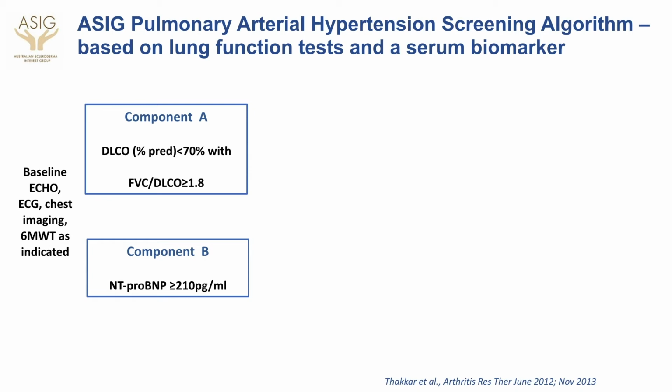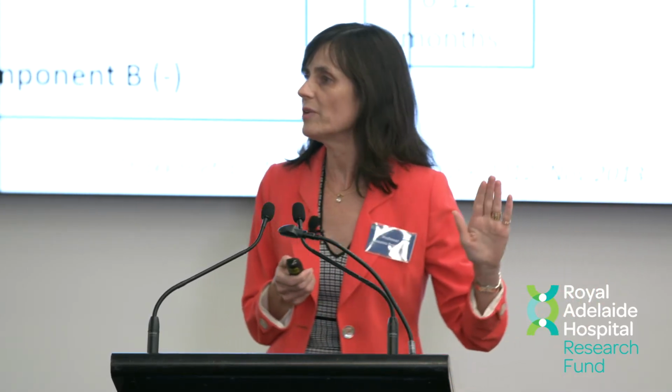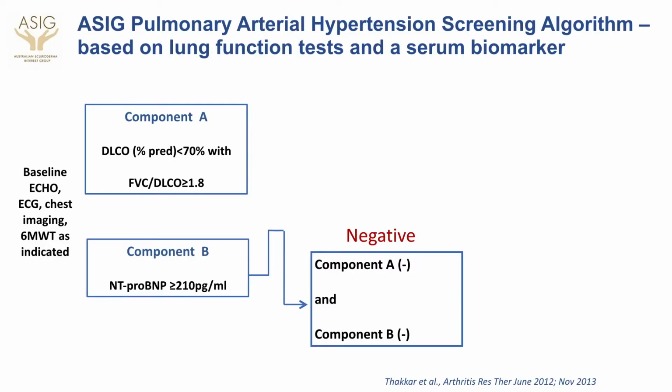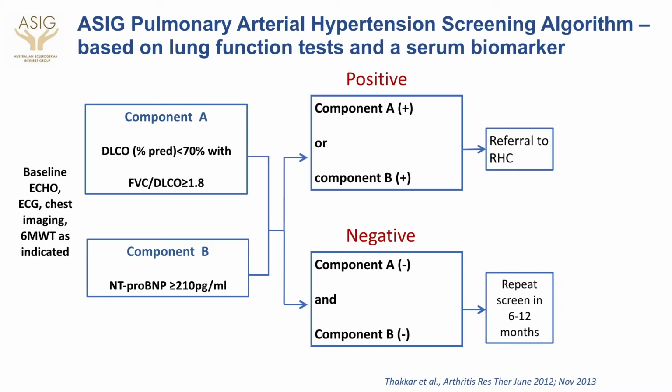The beauty of this, though, is that if both of those tests are negative, we know the chance of them having pulmonary arterial hypertension is very low, and we need do no more than redo it all again in 12 months' time. But if either of those tests is positive, then we send them off to the cardiologist to say, what do you think? Maybe a right heart catheter would be a good thing to do on this occasion, and any other tests that are indicated.